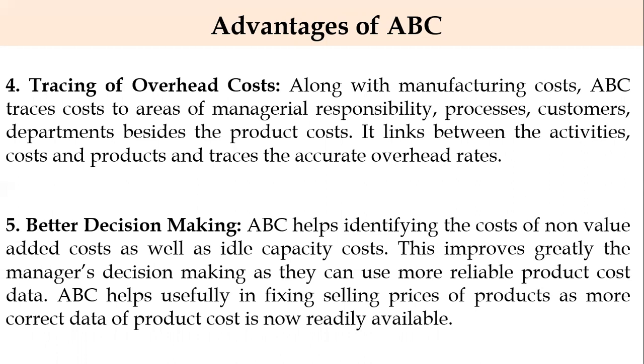And the next point is better decision making. ABC helps identify the costs of non-value added activities as well as idle capacity costs. This greatly improves the managers' decision making as they can use more reliable product cost data. ABC helps usefully in fixing selling prices of products as more correct data of product cost is now readily available. So some non-value added activities can be eliminated and reduced along with idle capacity cost.